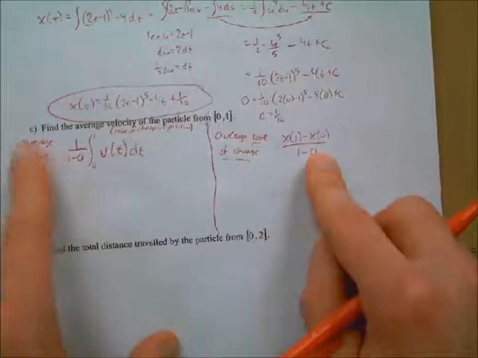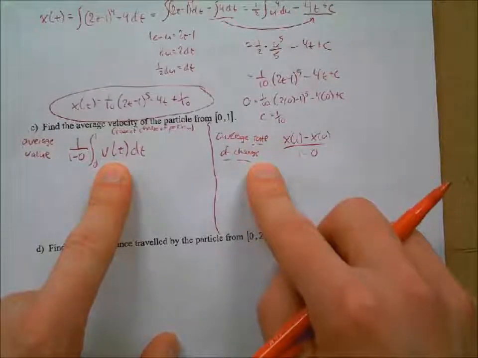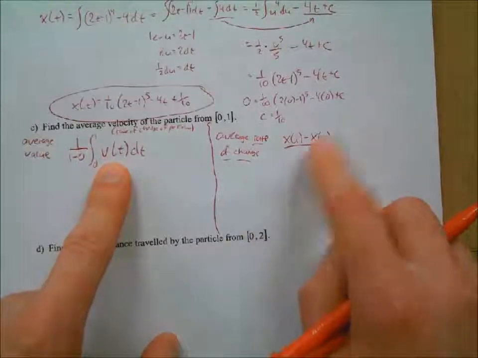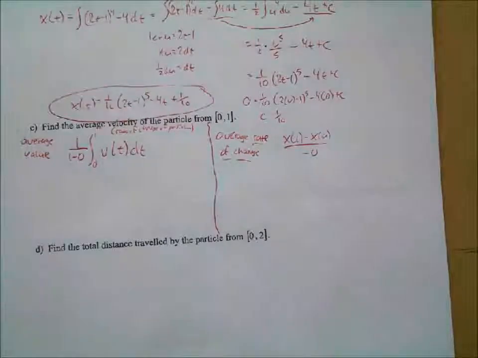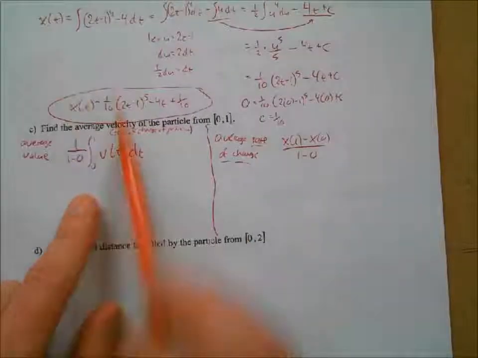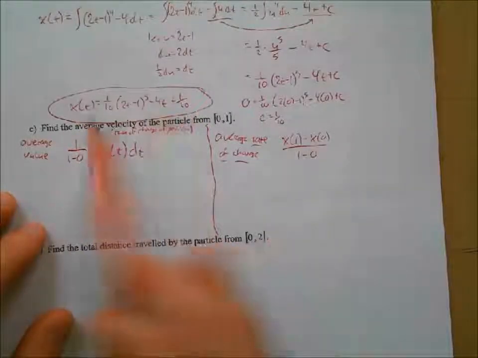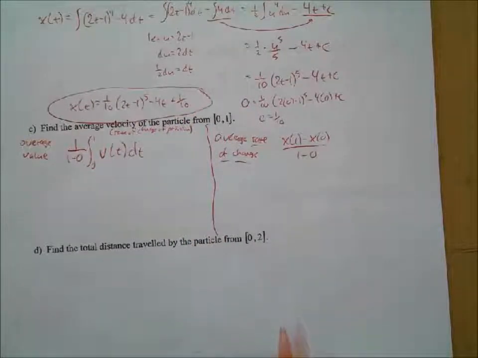Average value of the velocity, we use velocity. Average rate of change of position, which is the velocity as well, we use x of 1 minus x of 0 over 1 minus 0. Okay? So there's the setup. We know what the integral of velocity is going to be. It's going to be the position. So we could just plug in here and get that. So we could do it that way, or again, we could do it this way.